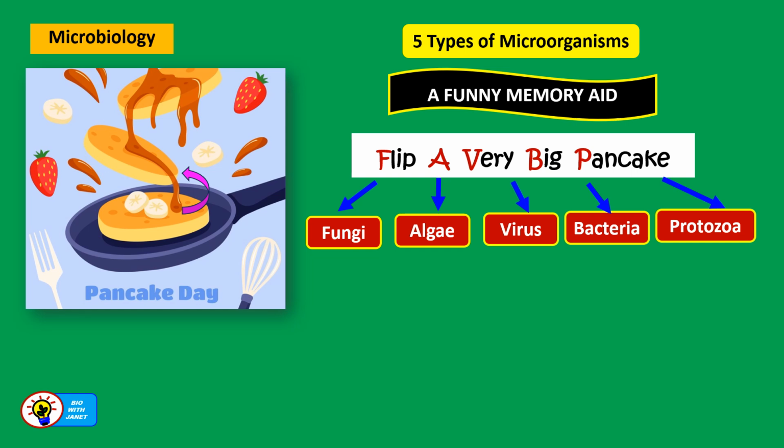So here is a funny memory aid to help you remember the 5 types of microorganisms studied in microbiology, which are fungi, algae, viruses, bacteria, and protozoa. Think of the acronym: flip a very big pancake. Then take the first letter of each word. FAVBP. F for fungi, A for algae, V for virus, B for bacteria, and P for protozoa.